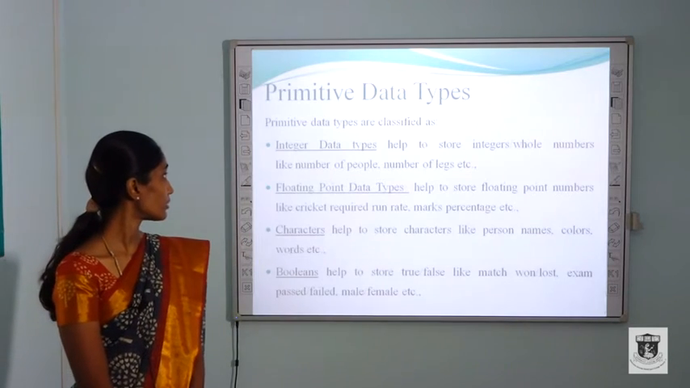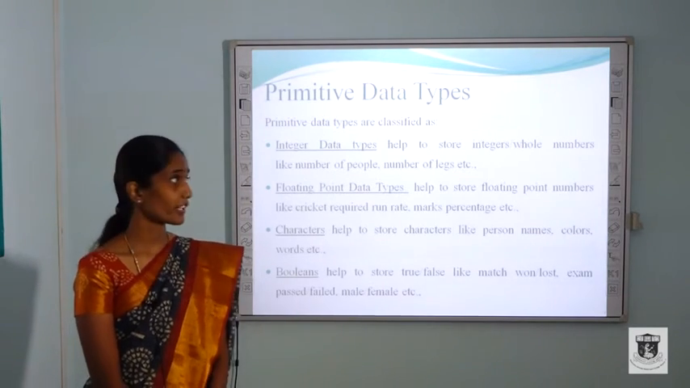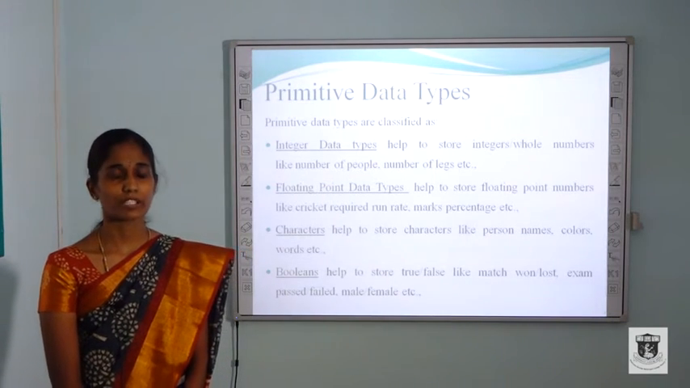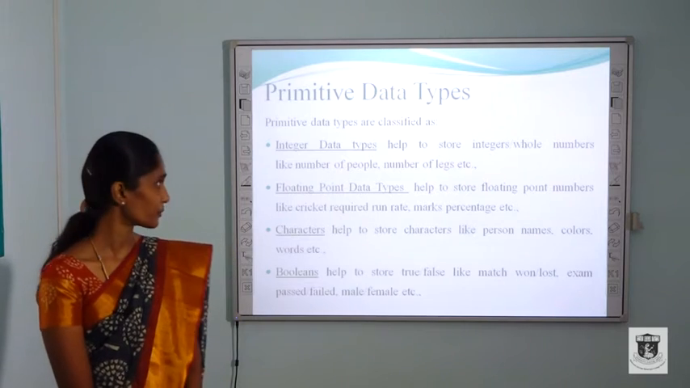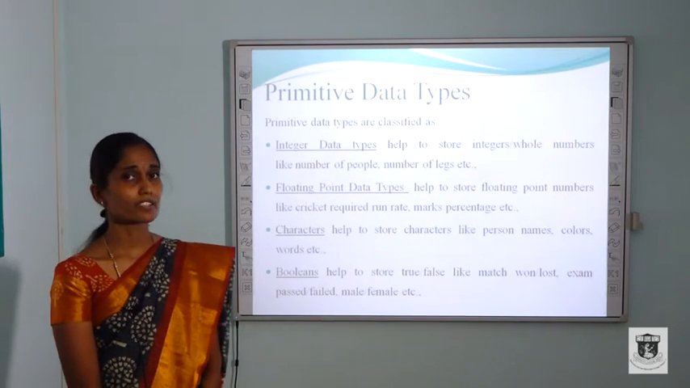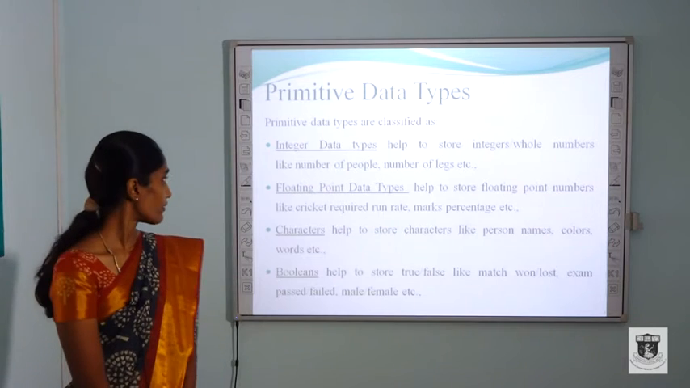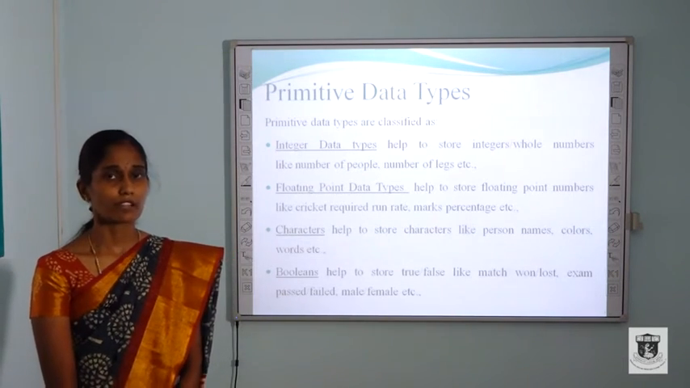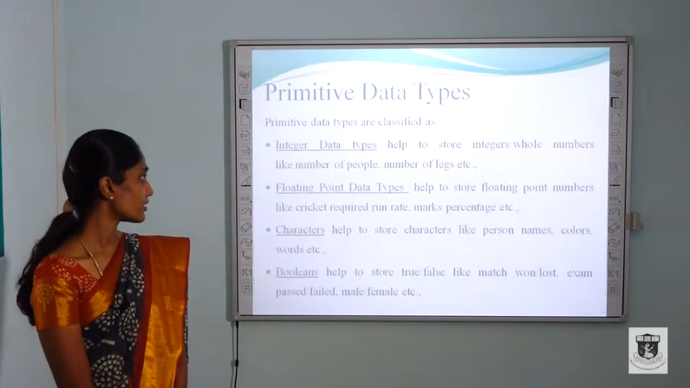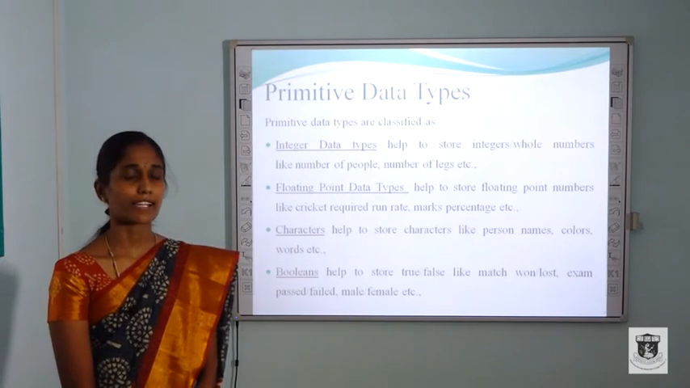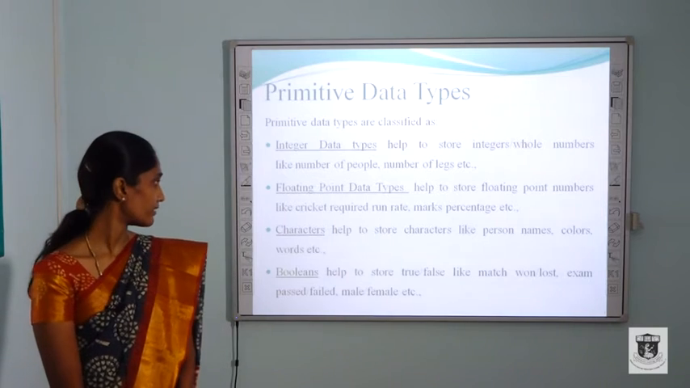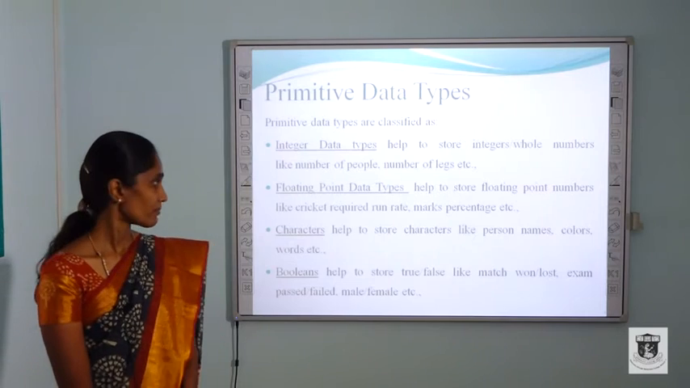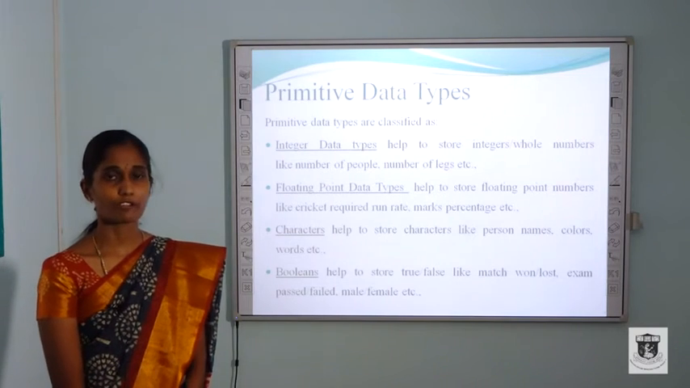Now we are going to see the integer data type. Integer data type helps to store a whole value or a whole number. It can be either a positive value or a negative value, for example, number of people, number of lakes, etc. Floating point data types are used to store floating point values, for example, run rate, etc. Character is used to store characters like person, color, etc. Boolean is used to store true or false values. It may be male or female, etc.